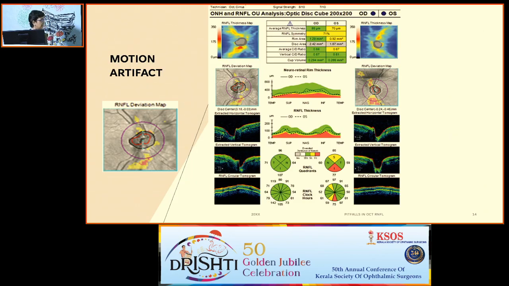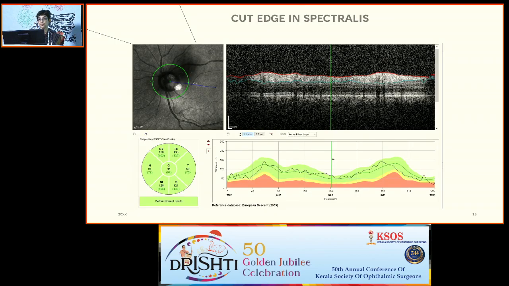Motion artifacts are now rare because the instruments have incorporated correcting features. But in Cirrus, you can identify it by looking at the blood vessels. If you find that the blood vessels are cut and there is a horizontal line like this, it indicates that there is a motion artifact, and such a printout should be discarded.